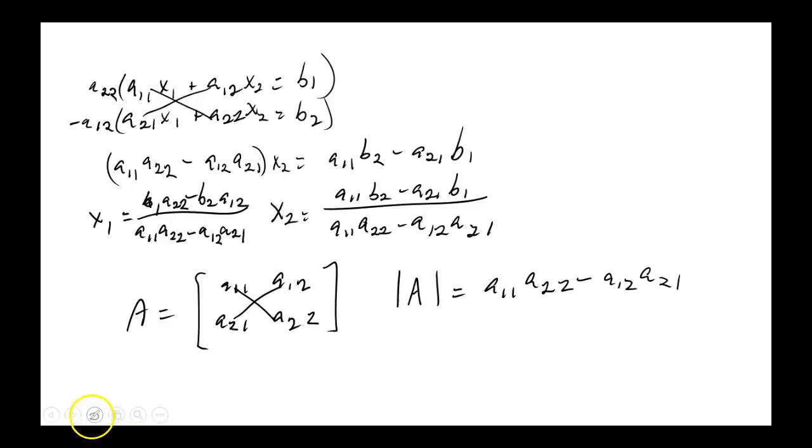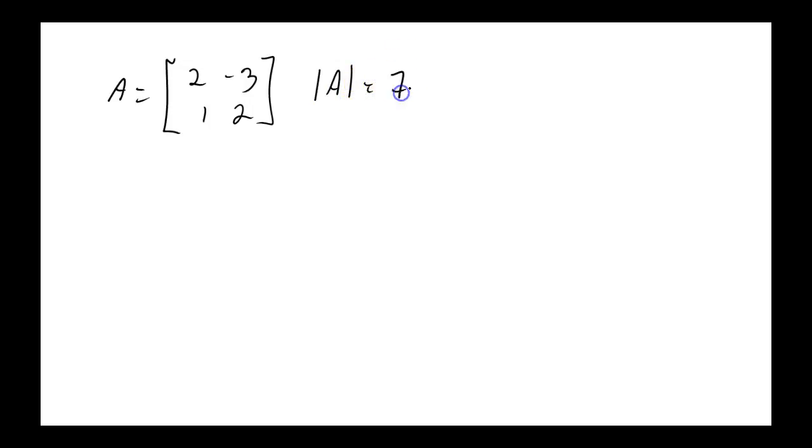Let's clear some space. This is pretty easy stuff, right? Here is matrix A: 2, -3, 1, 2. What's the determinant of A? That would be 4 plus 3, which is 7. Perfect. Okay. B: 2, 1, 4, 2. What's the determinant of B? 4 plus 4, which is 8. Eh, 4 minus 4, which is 0. Very good. That's important.